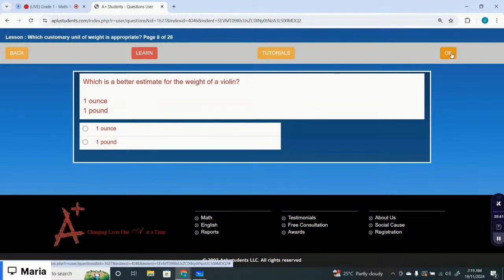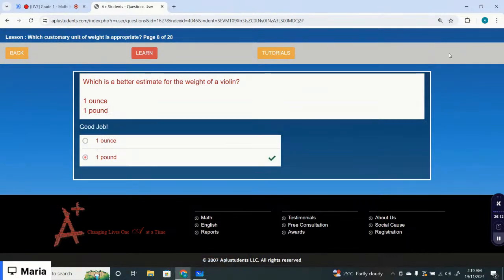Which is a better estimate for the weight of a violin? 1 ounce, 1 pound. So, which is the correct option? That is a violin, so it must be 1 pound. Option number two is the correct option.